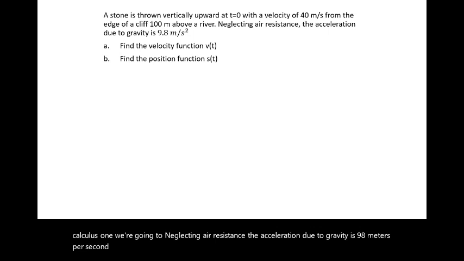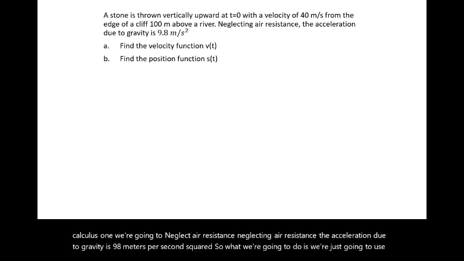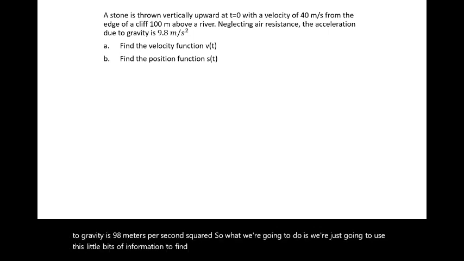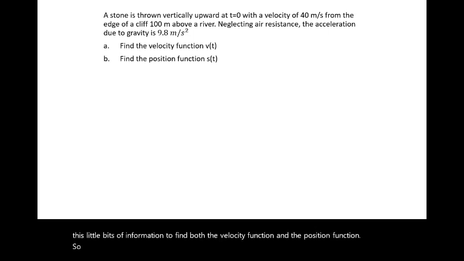So what we're going to do is we're just going to use these bits of information to find both the velocity function and the position function. So let's start with part A, the velocity function. So the acceleration function.